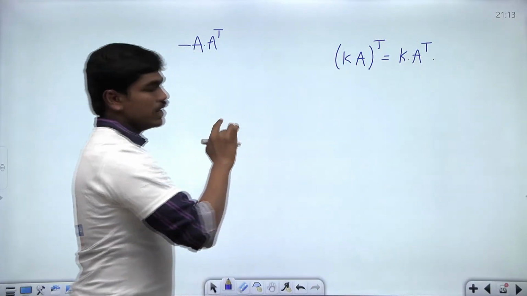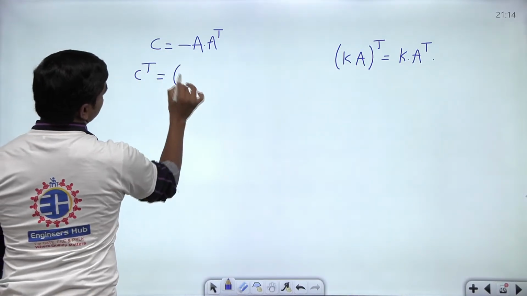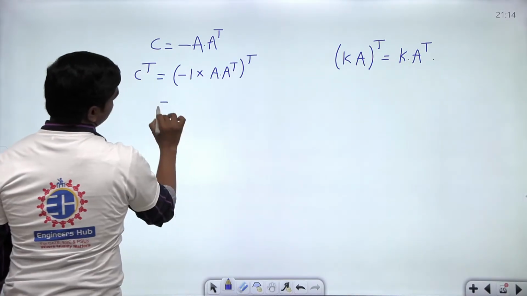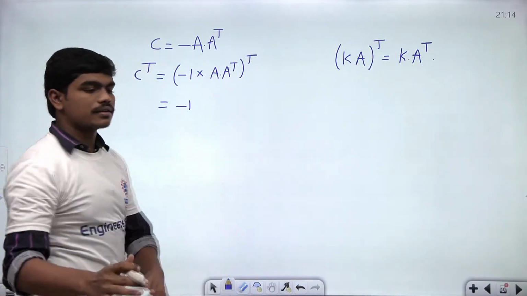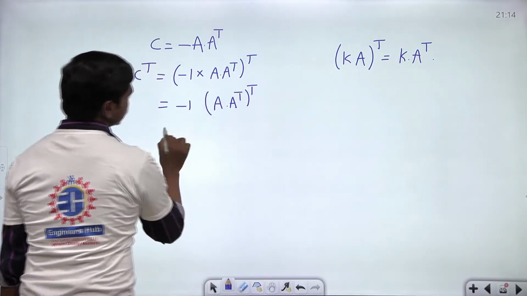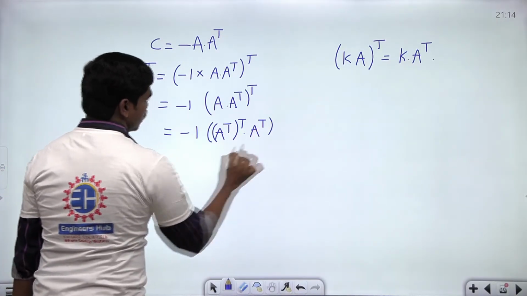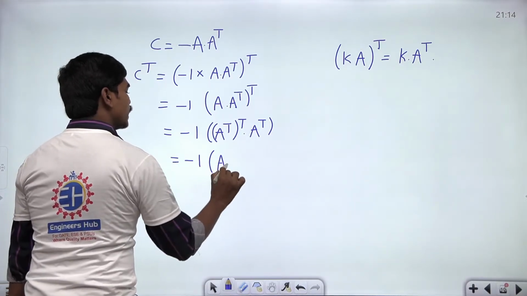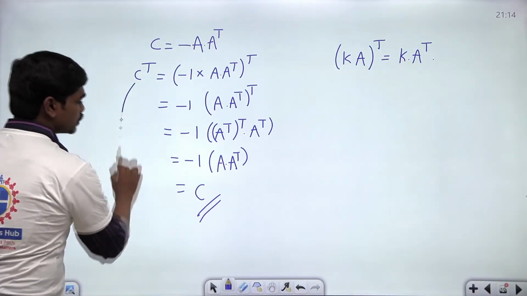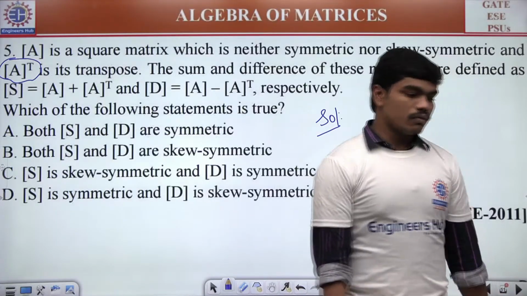Can you recall this? If you can recall that, then if you treat this as C, then C transpose can be written as minus 1 into A times A transpose whole transpose. So this minus 1 can be taken out of the transpose because you can't transpose any scalars. So A into A transpose whole transpose. This is same as minus 1 into A transpose whole transpose into A transpose. So this is minus 1 into A A transpose, which is same as C again, correct? So you can see C transpose is again C, and this matrix is also a symmetric matrix. Okay. Meanwhile, what's the story for this?